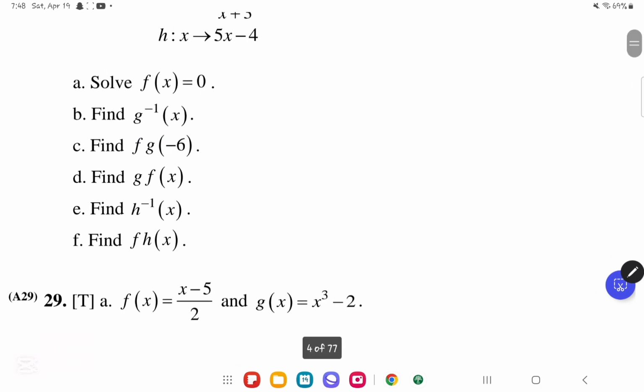I don't think I'll do 29 top, I'll just do 33 top because I'm really tired.